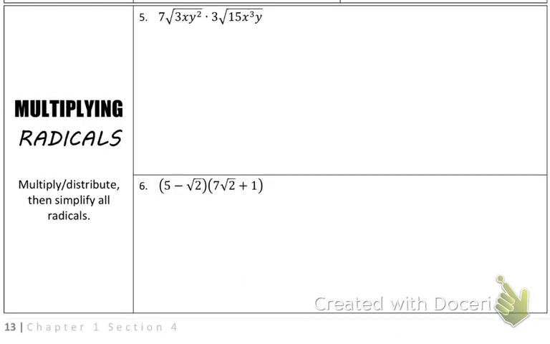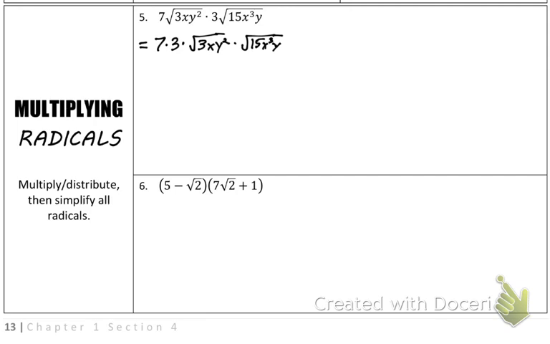Multiplication really is just rearranging things so you can actually multiply. You can't multiply a constant by a radical, but you can multiply constants by constants. So I'm going to change the order in which this is written. I'm going to change this into 7 times 3 times the square root of 3xy squared times the square root of 15x cubed y.